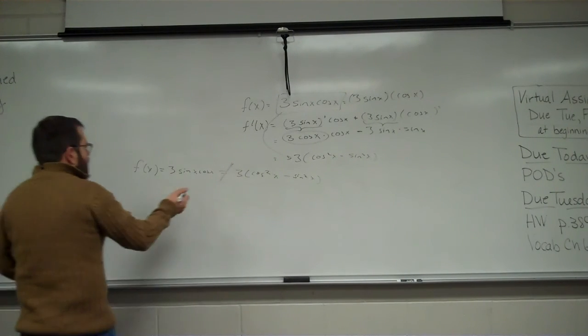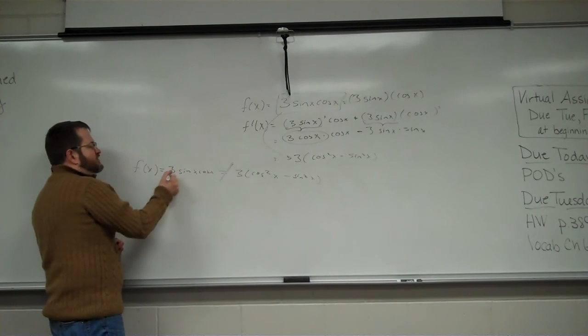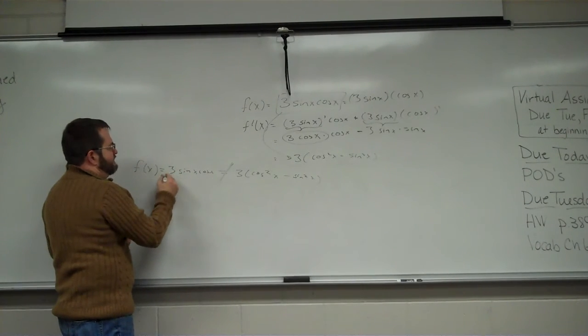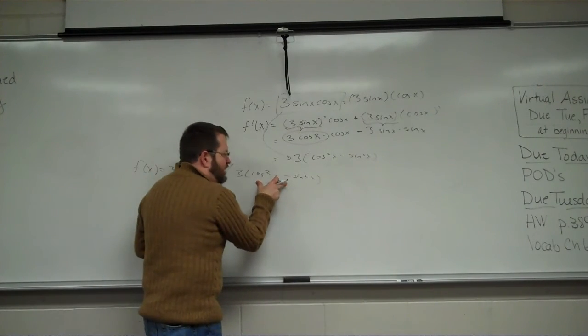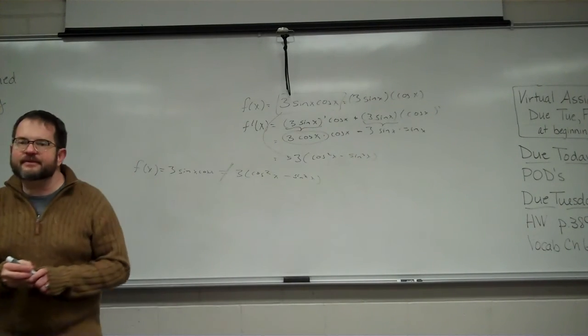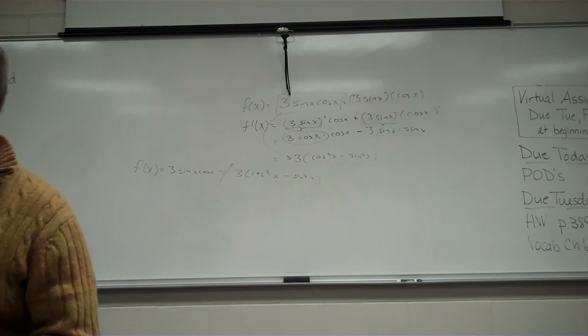So, you know, if we wanted to know the slope, the rate of change, if this was a function that described, I don't know, the position of some particle, then this is the one describing its velocity at any given time. Like we did on the last homework set.